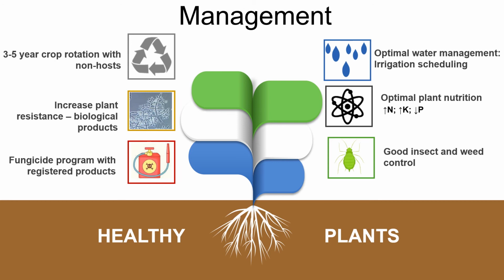It is also important that we try to increase the plant's resistance, and this can be done through numerous biological products that are available. Biological products can also be used to actually manage the pathogen itself, to provide competition or to enhance the plant's resistance to the pathogen. There are numerous products that have been used with a fair amount of success. A fungicide program with registered products can be followed, and I'll discuss this in the next slide.